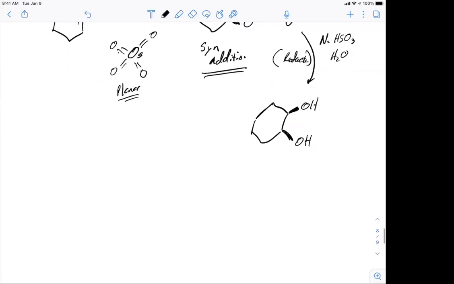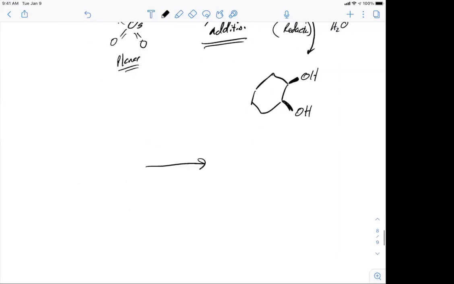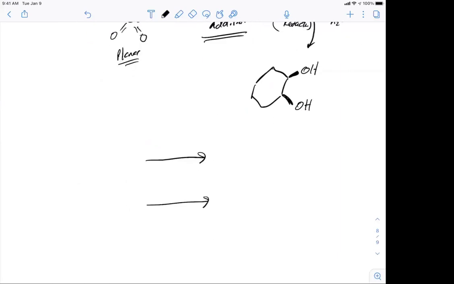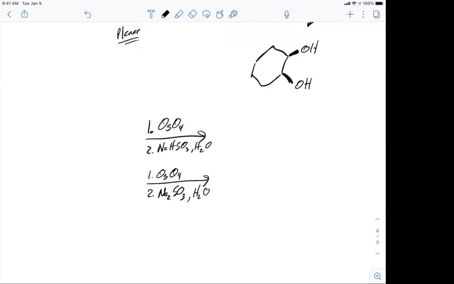Now there are multiple reagent types. Let me show you those so that you can see what the differences are. So I could have one, osmium tetroxide followed by the sodium hydrosulfite in water. We can also have osmium tetroxide followed by disodium sulfite. Right, notice similar reagent, just 2 sodiums instead of 1 sodium.